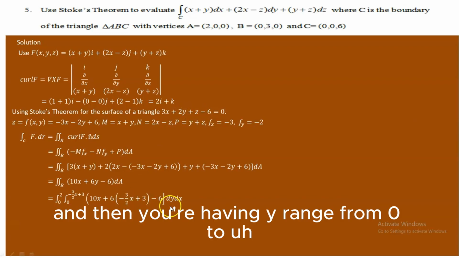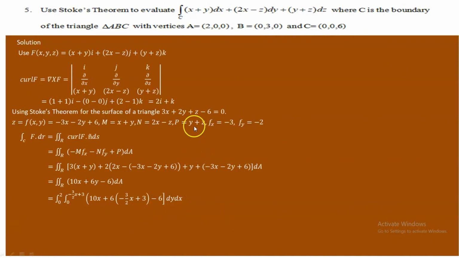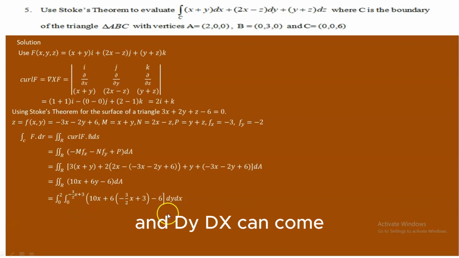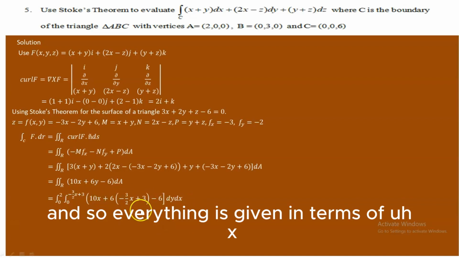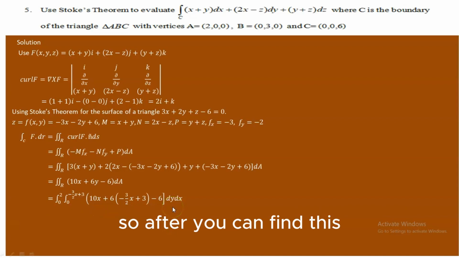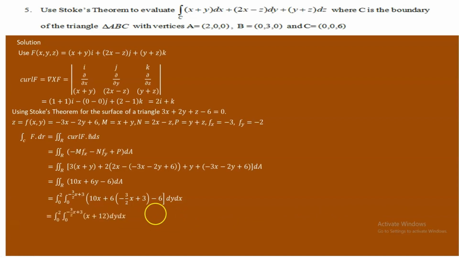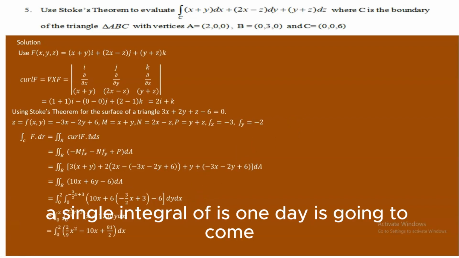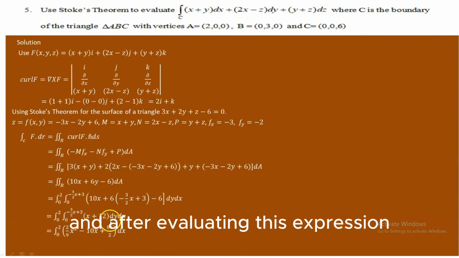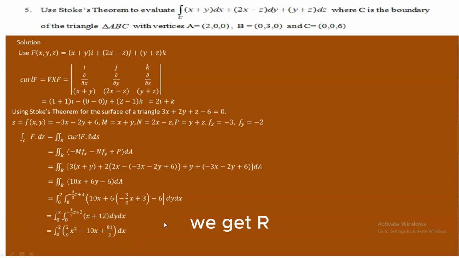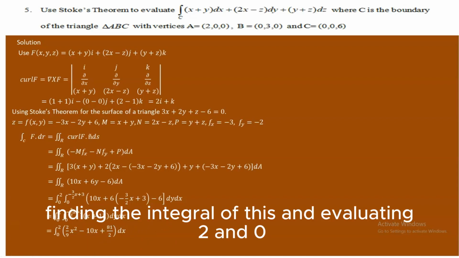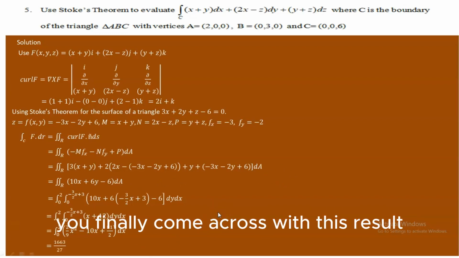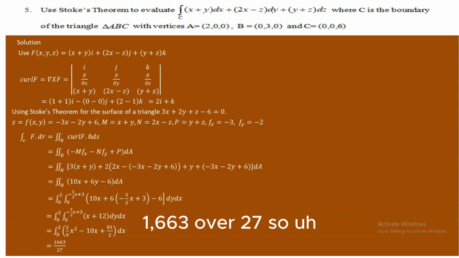And then you're having y range from 0 to this one. Your y range is from 0 to minus 3 over 2 x plus 3. And dy dx can come. So everything is given in terms of x. So after simplifying this, you can obtain this expression, and a single integral in dx is going to come. And after finding the integral of this and evaluating at 2 and 0 one after the other, you finally come across with this result, 1663 over 287.